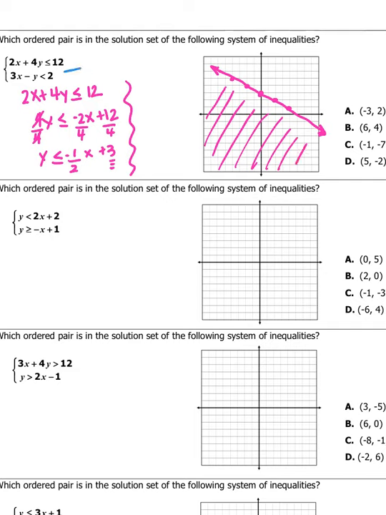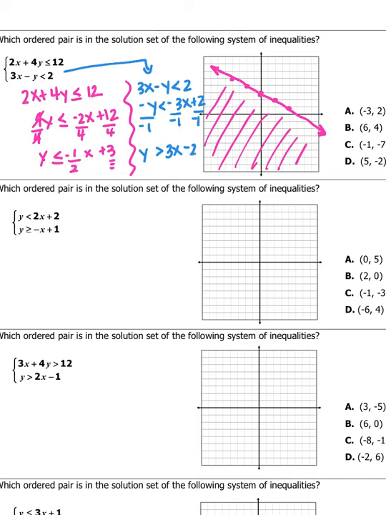Let's try the second one. So we'll do this one over here. 3x minus y is less than 2. I'm going to subtract 3x, put it on the other side. So I end up with negative y is less than negative 3x plus 2. Then I have to divide everything by negative 1. That'll make this a positive y. I divide it by a negative, so it's going to flip my sign. Then negative 3 divided by negative 1 gives me a positive 3x. 2 divided by negative 1 is negative 2.